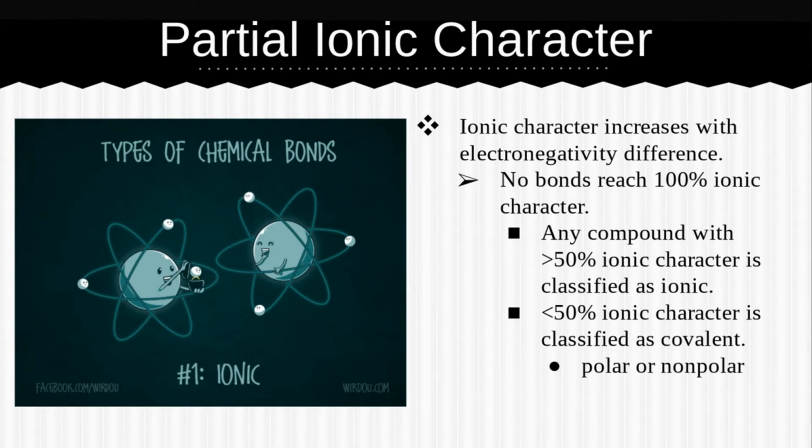So the higher up you go on that ionic character scale within the covalent bonds, the more polar the bond will be, because the partial charges of the atoms are going to be greater. That gives us a polar bond. The smaller the ionic character, the more nonpolar that covalent bond will be.